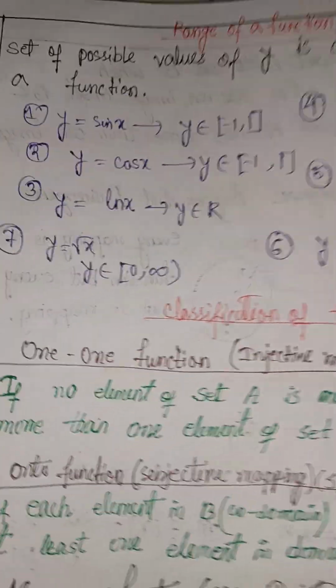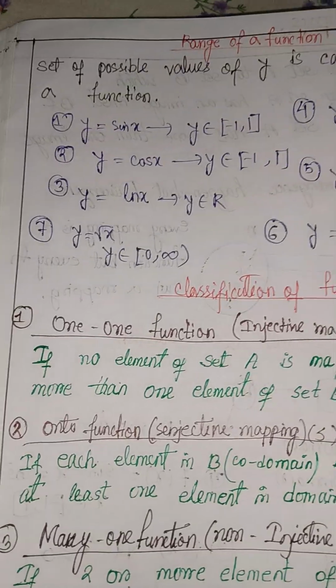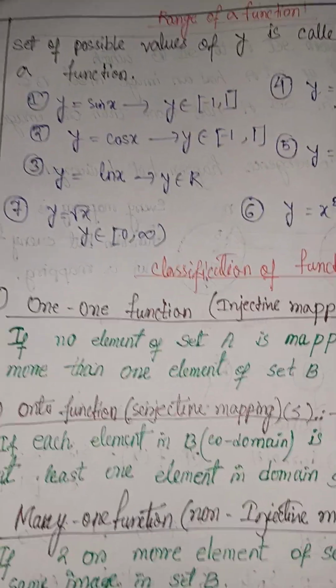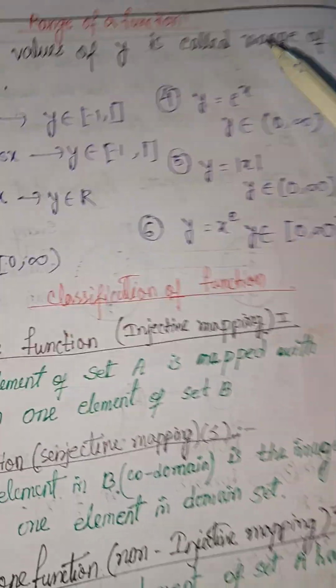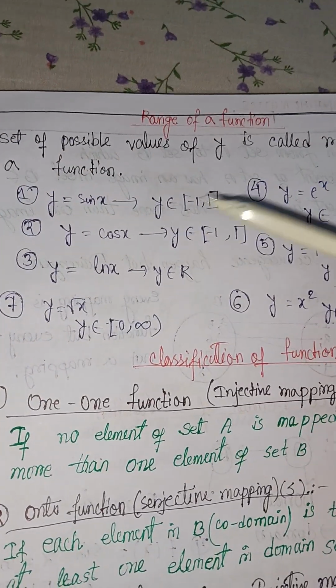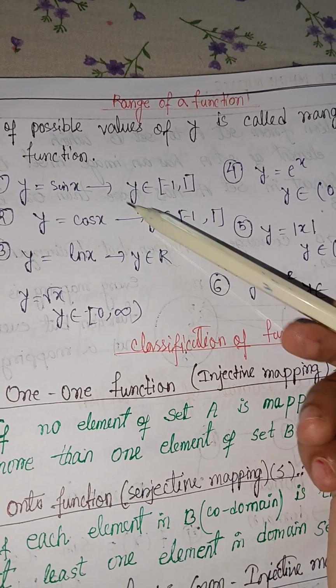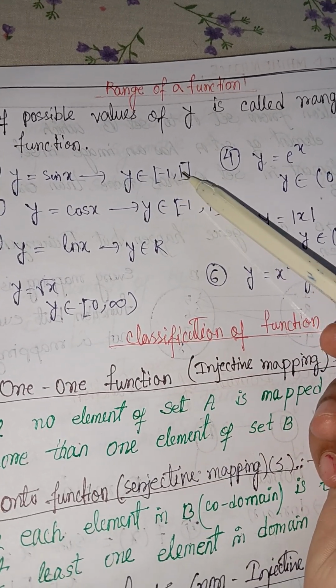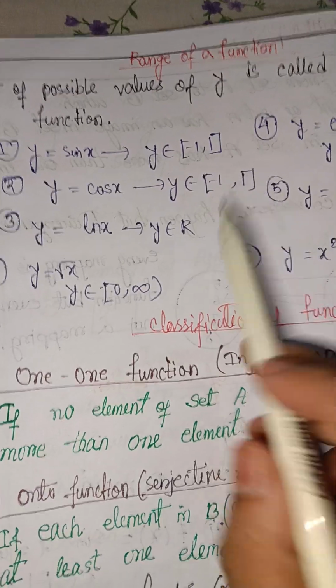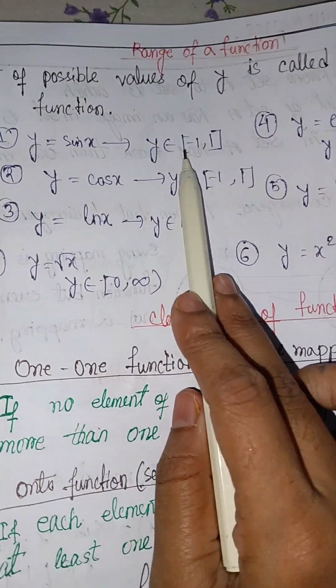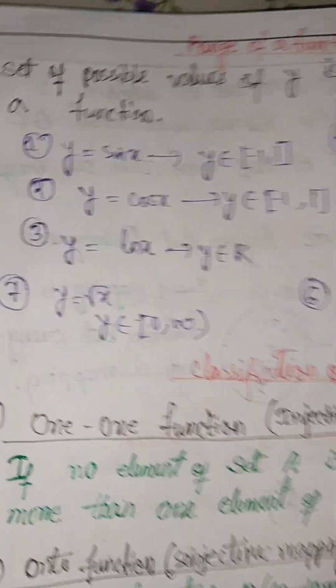Range of a function. Domain and codomain are completed. Next, range. The set of possible values of y is called the range of a function. Suppose y = sin x. What will the value of y be? It's from minus 1 to 1. That's not confirmed, but it belongs to it. The value will be within minus 1 to 1.